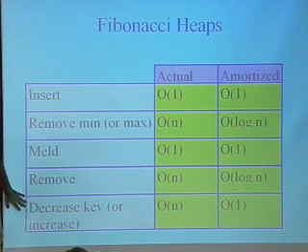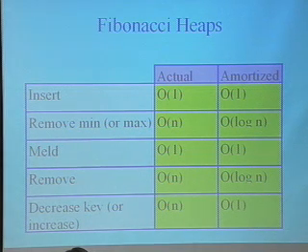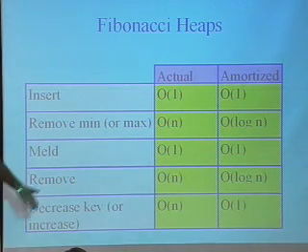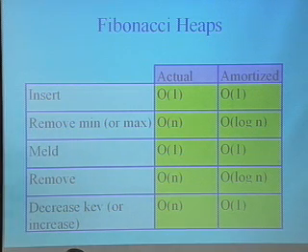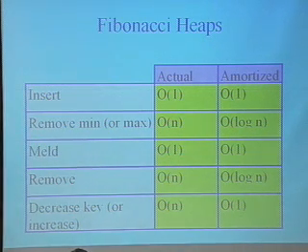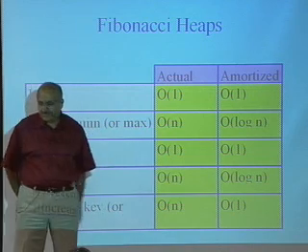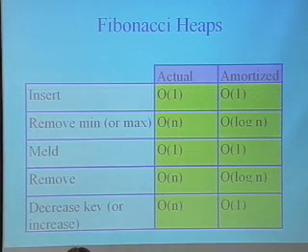The remove operation and the decrease key have a rather poor actual complexity of order n. So if you simply look at the actual complexities, your conclusion would be that this is a pretty lousy data structure. However, the amortized complexity is fairly good. In particular, the amortized complexity of the decrease key operation is order 1, which is very, very good, and which makes this data structure very useful in the implementation of greedy algorithms that are provably good from the asymptotic complexity point of view.